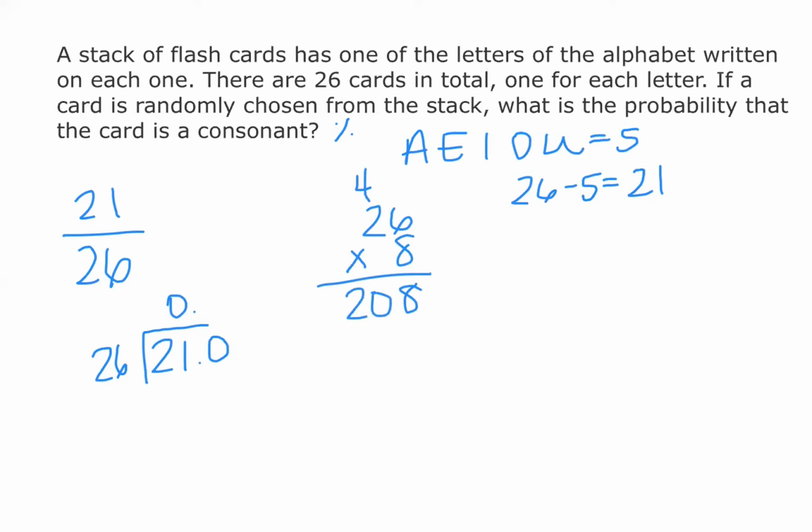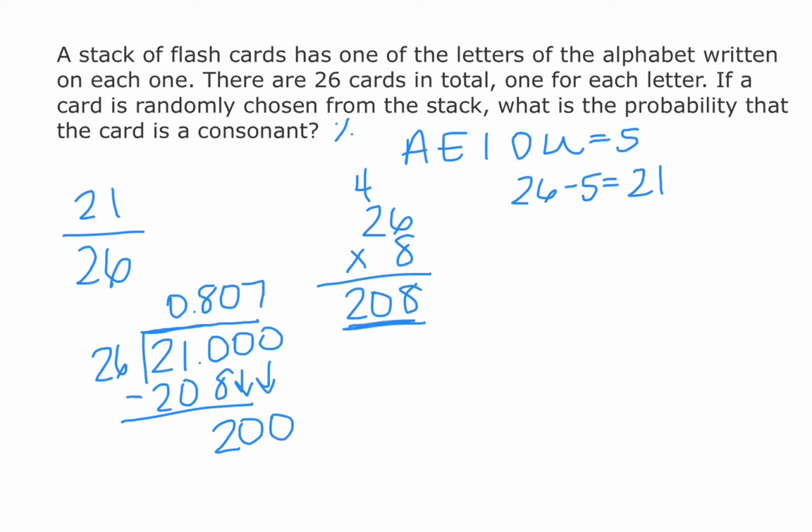I can add a 0 here. 26 goes into 20 0 times. I can add another 0. 26 goes into 200. It's going to be 7 because I know that 8 is 208. So 7. I'm going to stop here. So now that I have 0.807, I can multiply by 100.